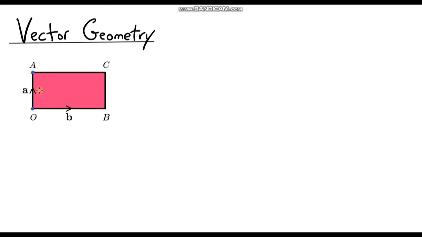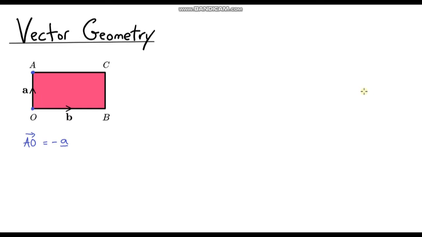To go in the opposite direction, remember when we go in the opposite direction, we just take the negative of that vector. Okay, so if we wanted to write down our vector AO, so we're starting at A and finishing at O, well, we just take the negative of this vector. So it would be negative A, just like that.